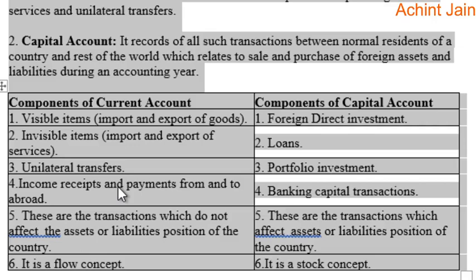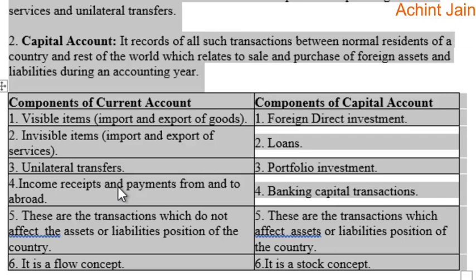Then unilateral transfers. These are transfers between residents and non-residents. These can be private as well as public, which include gifts, donations, etc., or official transfers including donations, grants in cash, etc. Then income receipts and payments from and to abroad. It includes factor incomes in the form of interest, rent, profit, etc.